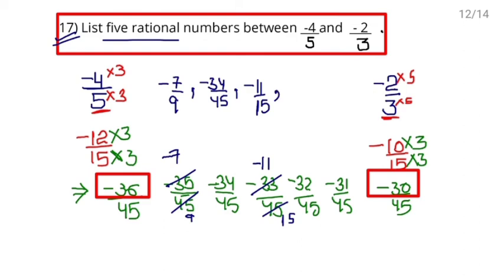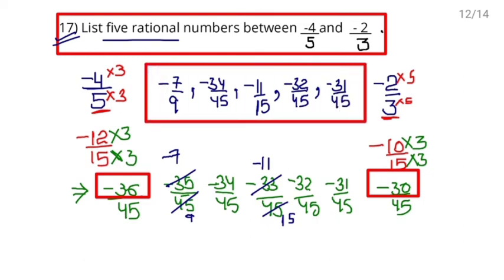Next rational number will remain same because numerator and denominator are not divisible by any same number. Next is also same, -31/45. So we have these 5 rational numbers between -4/5 and -2/3. Students, one more thing, you can find so many rational numbers between two rational numbers. So when we find rational number between two any given rational numbers, your answer may vary. आपके answers different आ सकते हैं. So don't get confused. Just follow the simple rules.